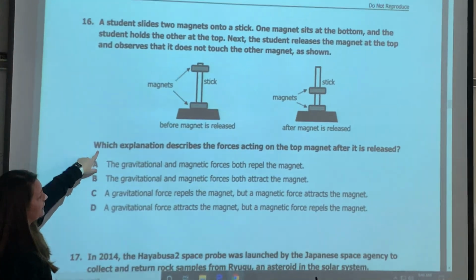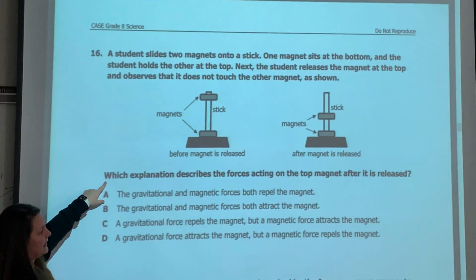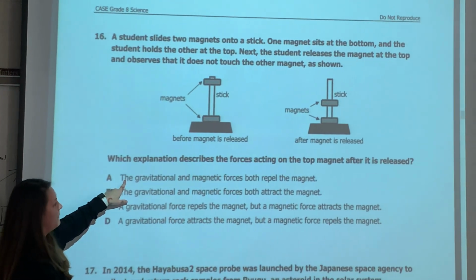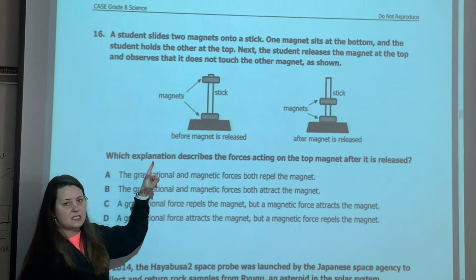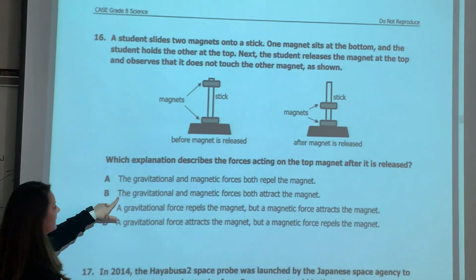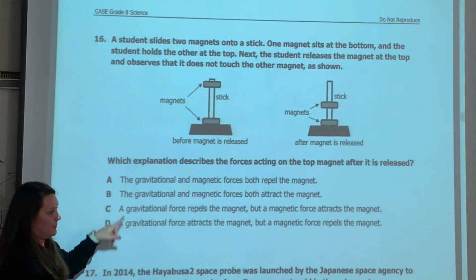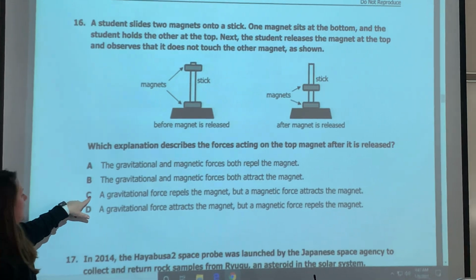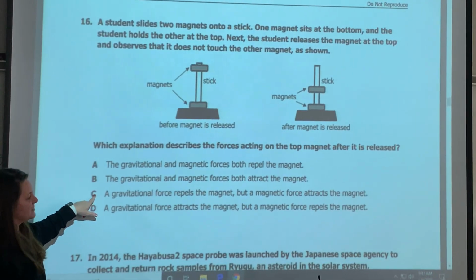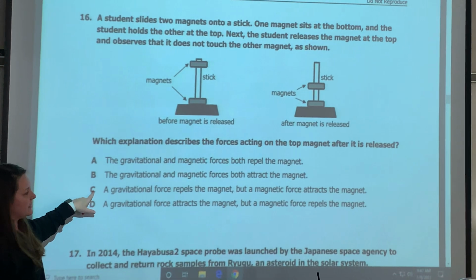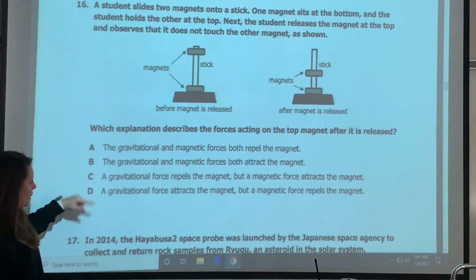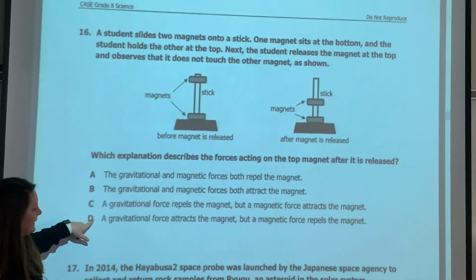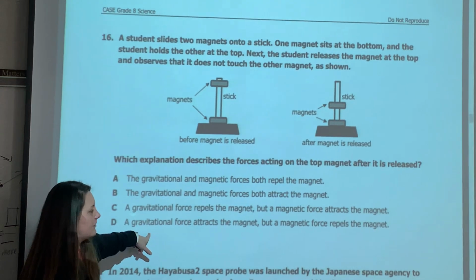So, which explanation describes the forces acting on top of the magnet after it's released? Is it A, the gravitational and the magnetic forces both repel the magnet? Well, guys, the gravitational force has to go down. B, the gravitational and the magnetic force both attract the magnet. Well, is there an attraction going on here? C, a gravitational force repels the magnet, but magnetic force attracts the magnet. Okay, is there attraction? Or would it be D in this one here? A gravitational force attracts the magnet, but the magnetic force repels the magnet.